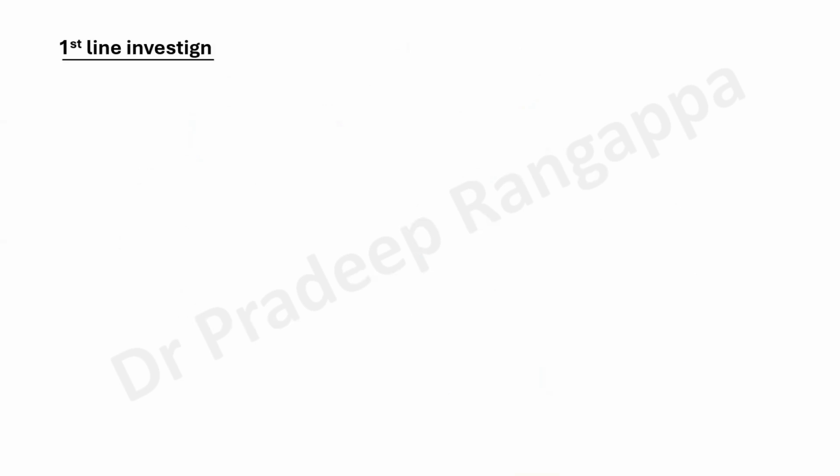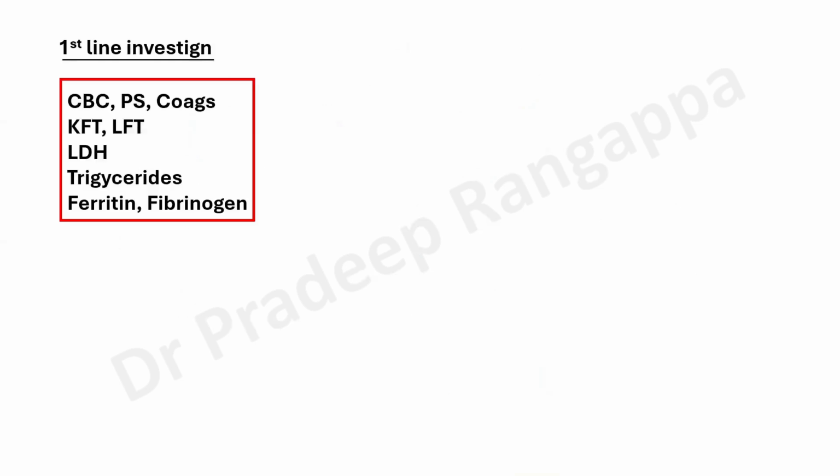The first line investigations are all the routine investigations, what you generally do in ICU: CBC, KFT, peripheral smear, coagulation profile, LDH, triglycerides. These are all the run-of-the-mill investigations which you would be doing. Look whether triglycerides are high, LDH is high, ferritin is very high, and fibrinogen is low.